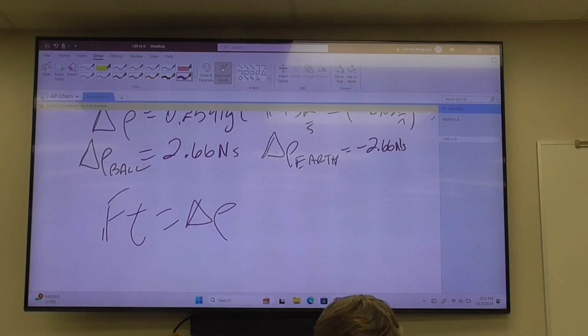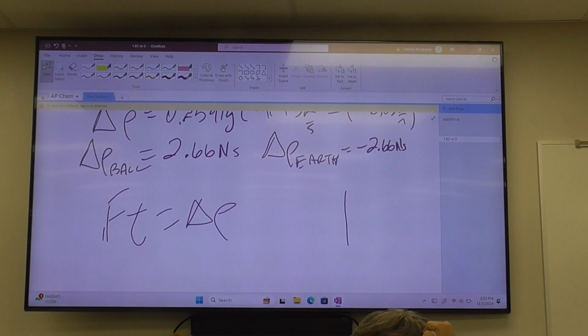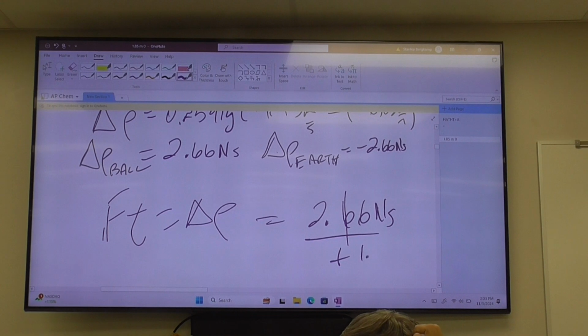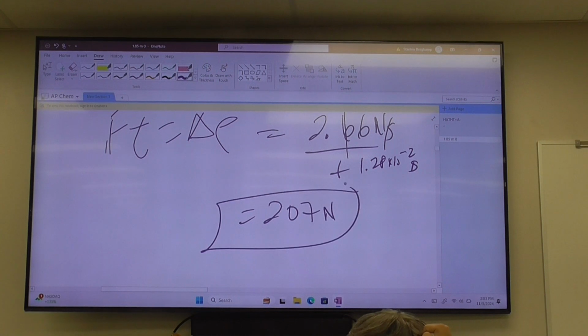Cool. So, somebody take that change in momentum, which was 2.66, and divide by that time, 1.28 times 10 to the minus 2 seconds. The seconds cancel out, and what do you get? 207. So call it 207 newtons.